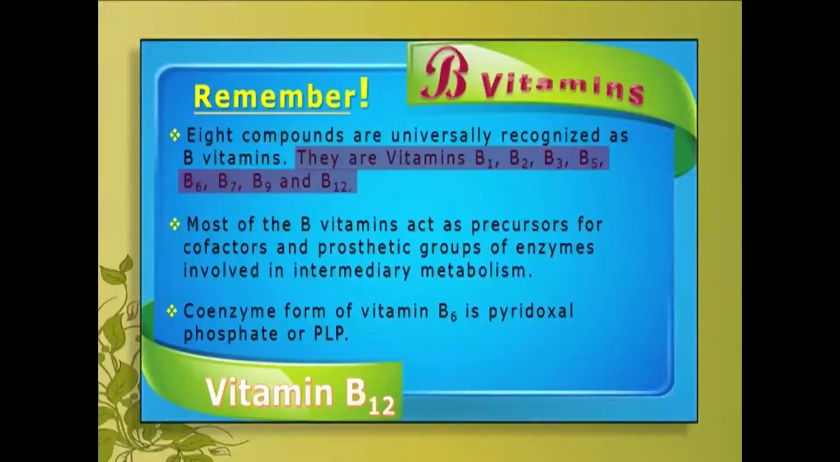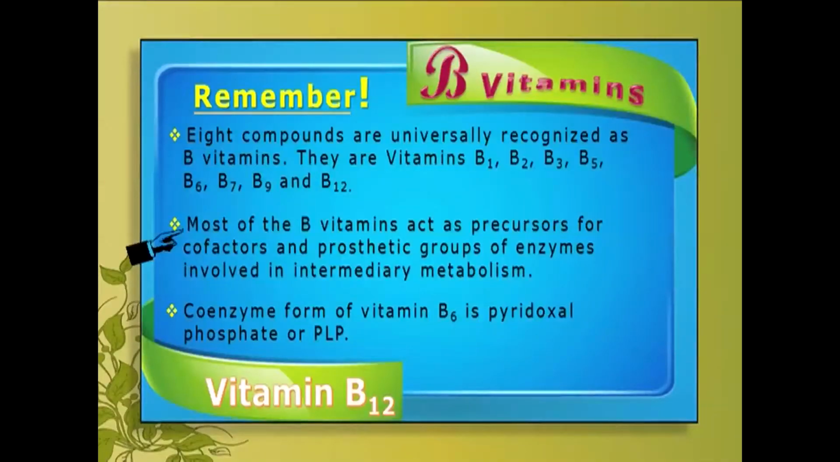We come to the take-home message of this talk. Eight vitamins are universally recognized as the B vitamins. They are vitamin B1, B2, B3, B5, B6, B7, B9 and B12. All these B vitamins are water soluble and they are responsible for the internal biochemistry of the cell. Most of the B vitamins act as precursors of coenzymes and cofactors of several enzymes.